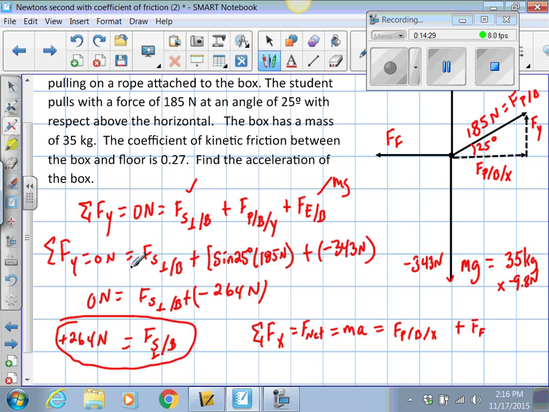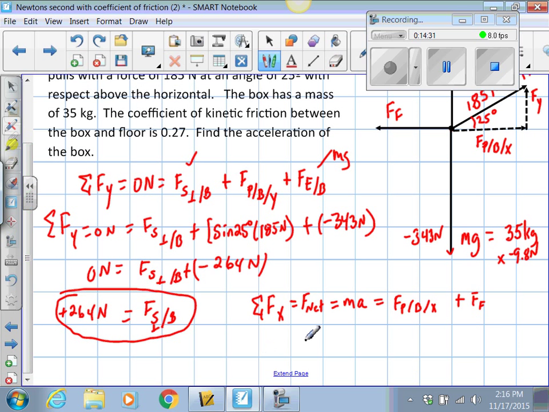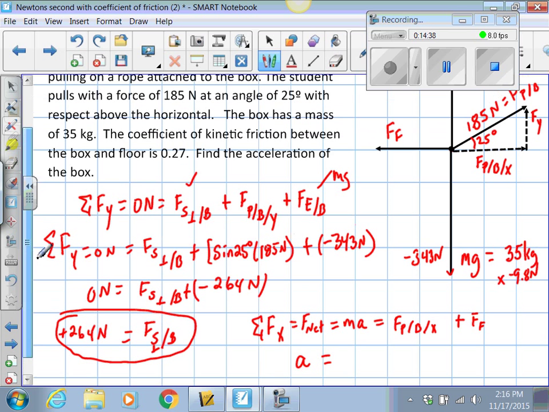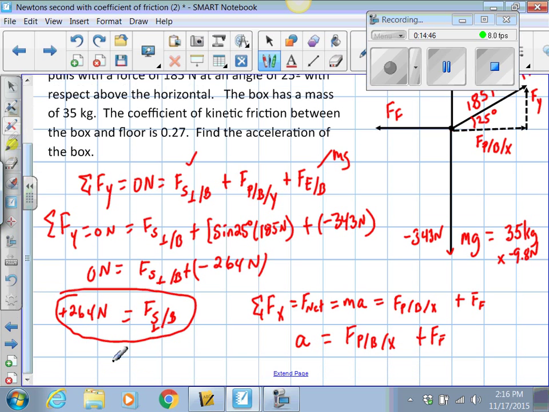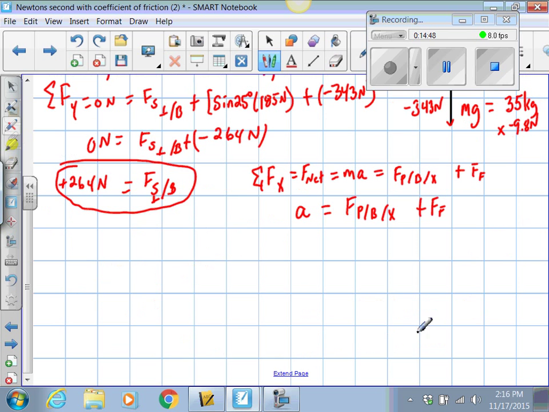Okay. So we can say that acceleration is equal to what? Force of person on box in the x plus force of friction divided by what? Divided by m. Good.